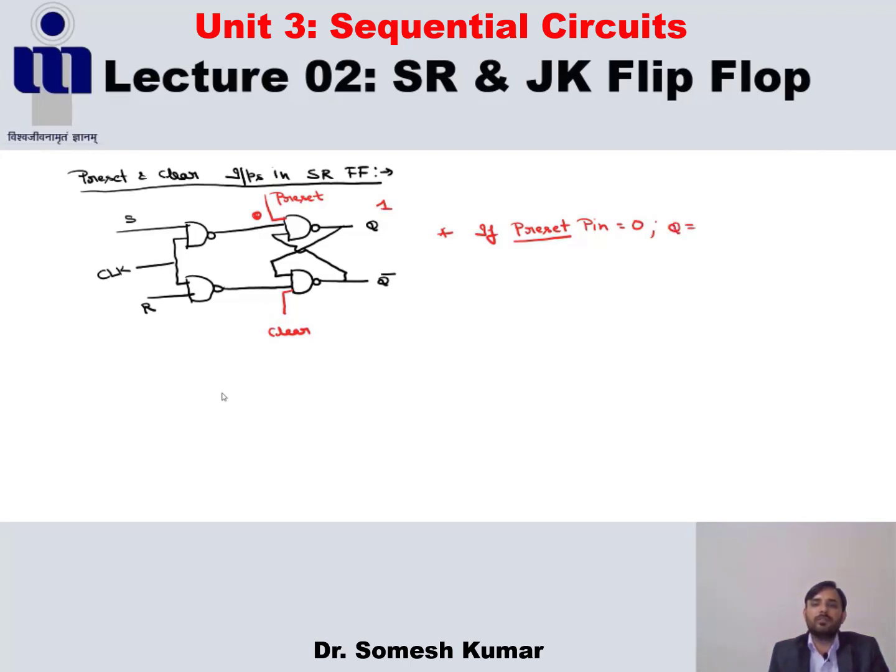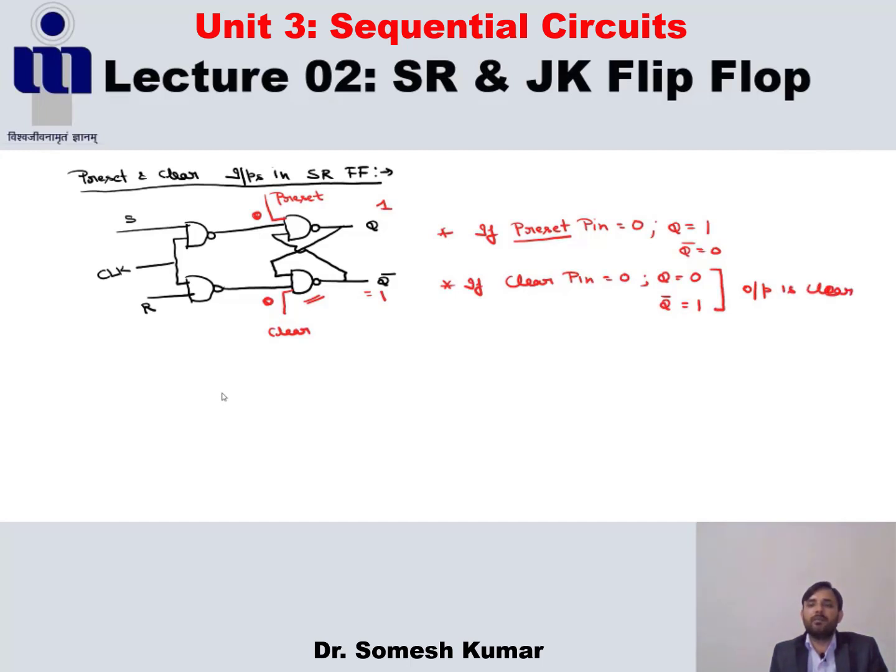In this case, Q becomes 1 and Q bar becomes 0. In the other case, if the clear pin is 0, then what happens? If any input of this NAND gate is 0, then its output becomes 1 here. And if 1 is given here, then what is the value of Q? This Q becomes 0 here, and Q bar becomes 1. And that's why our output is clear.